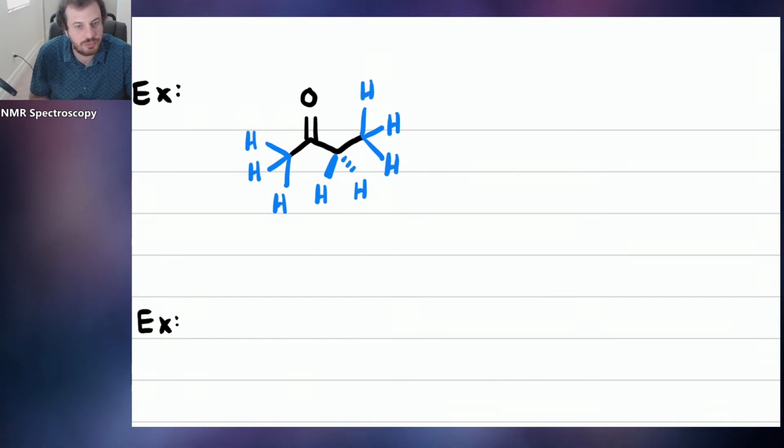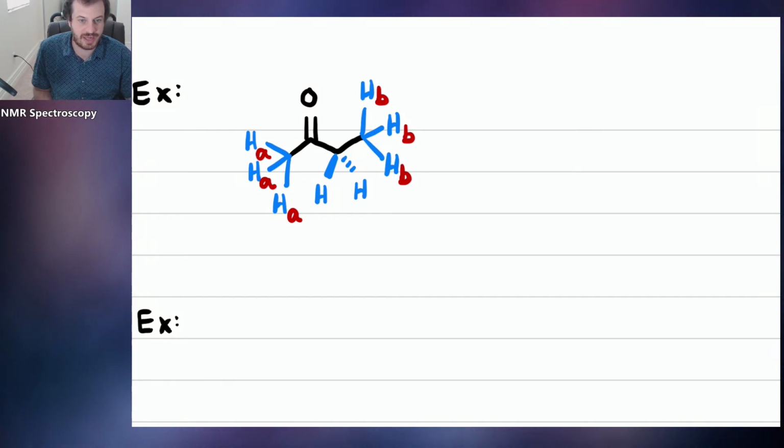Okay, we've got 2 methyl groups on either side, but they're different methyl groups, but they're homotopic within their own little groups. So what that means is that these are all going to be HAs over here, and these are all going to be HBs over here. Okay, now what about these 2 hydrogens right here? What's their relationship? They're going to be enantiotopic.